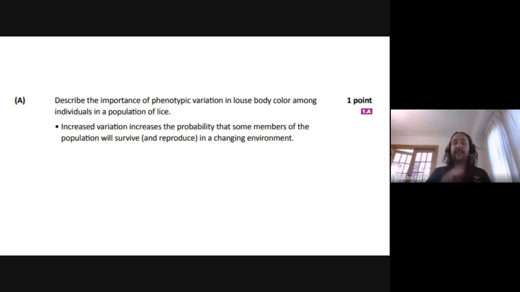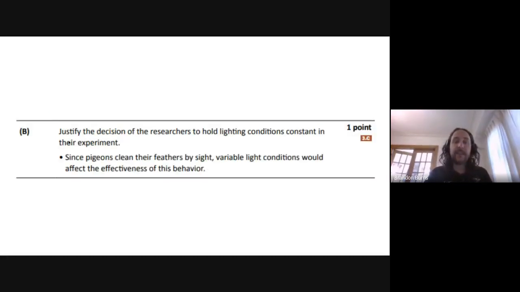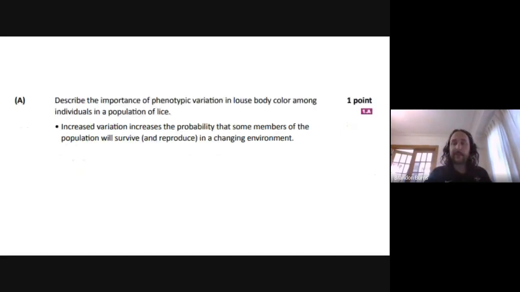Which is the idea that variation makes it more likely that some individuals in the population will survive when the environment is changing or when the environment is causing stress to the population. So in this case, the lice, what's their stress? Their stress is pigeons cleaning their feathers and killing the lice. So variation makes it more likely that some of the lice will survive as the color of the pigeons and the pigeons cleaning them change. Okay. Question B, justify the decision. That was worth 1 point, right? You're just saying variation increases the likelihood of survival and reproduction when the environment's changing.